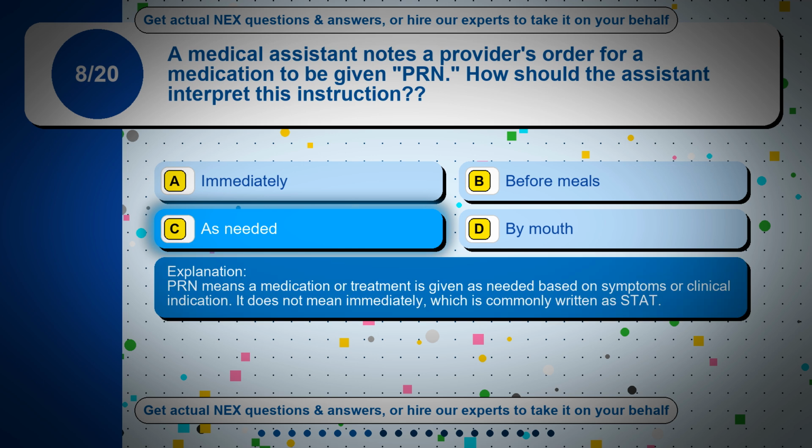PRN means a medication or treatment is given as needed based on symptoms or clinical indication. It does not mean immediately, which is commonly written as stat.